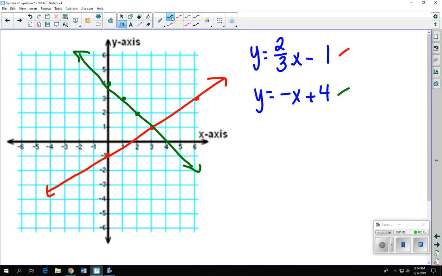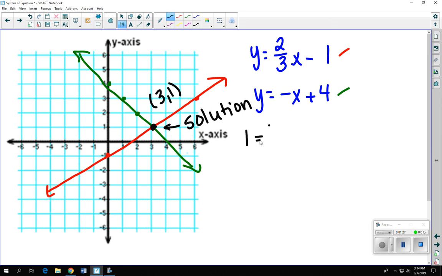Now you will notice that at this dot right here, they intersect. That is the solution to my equation. That means if I take that point, 3, 1, and plug it into both of these equations, they should work out. We are going to check it.